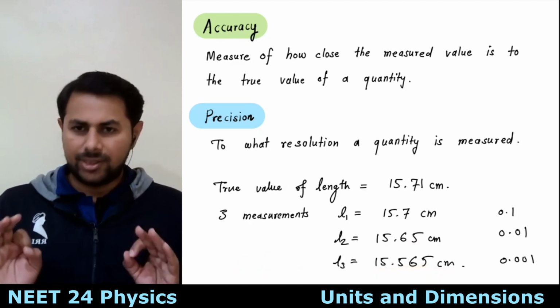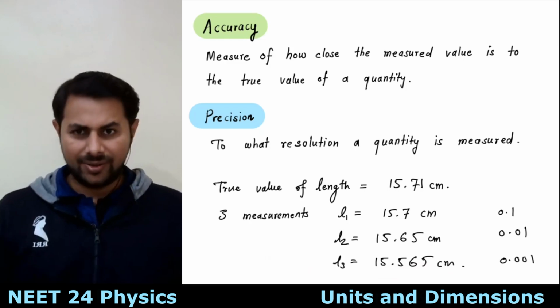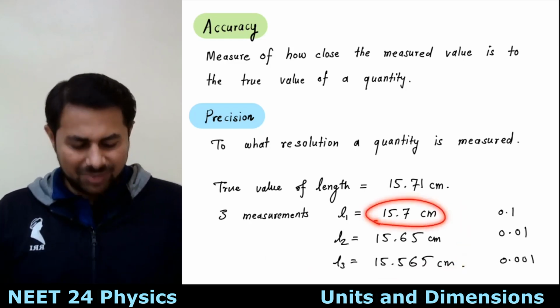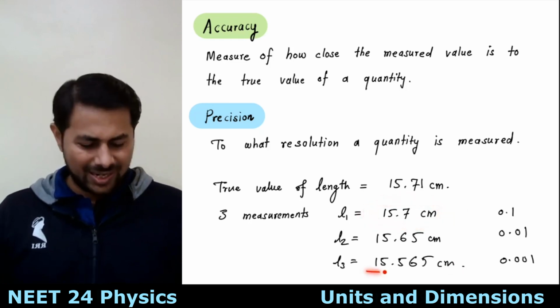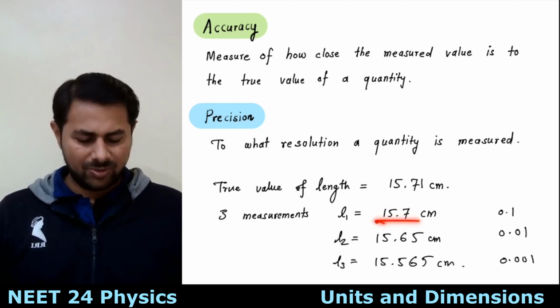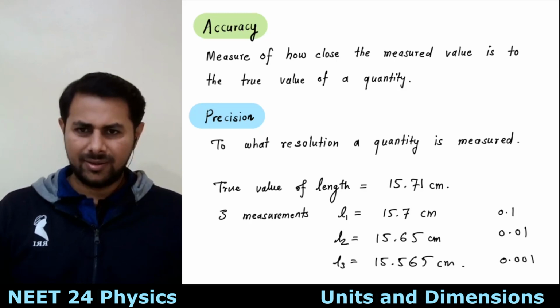Generally, the more resolved the instrument, the more accurate reading you will get. But here in these values, this one is more accurate and this one is more precise. This thing is clear, everyone? Clear, sir. Right?